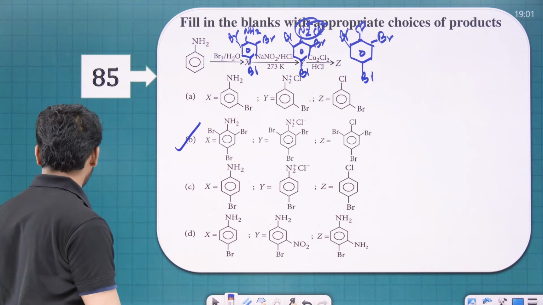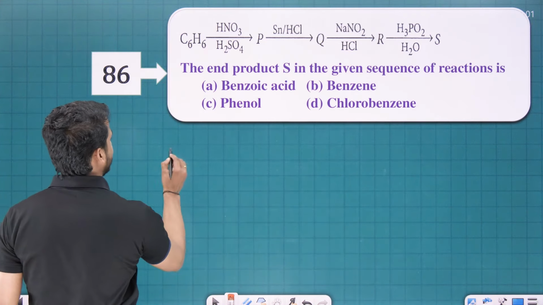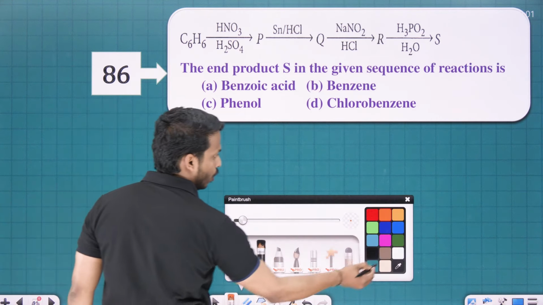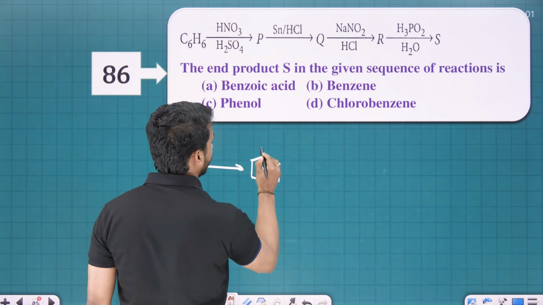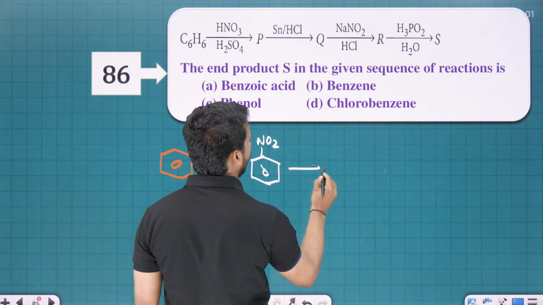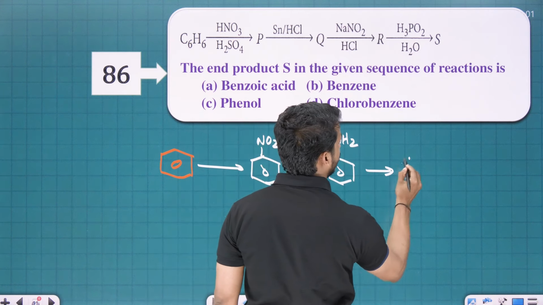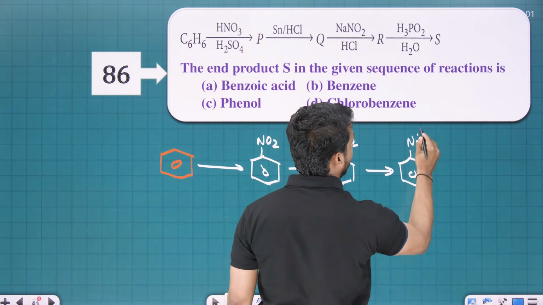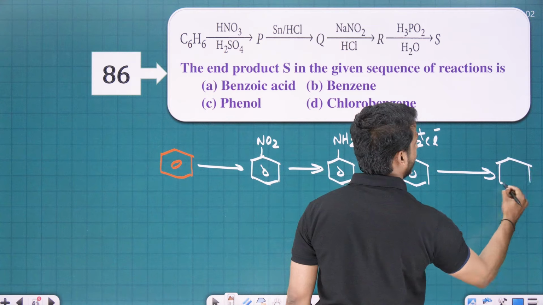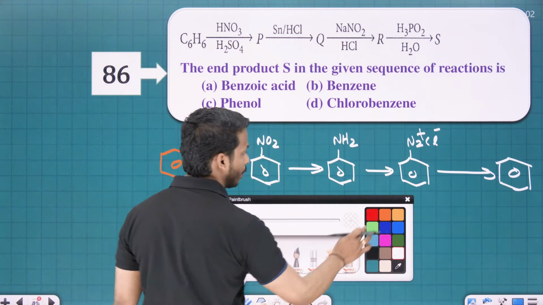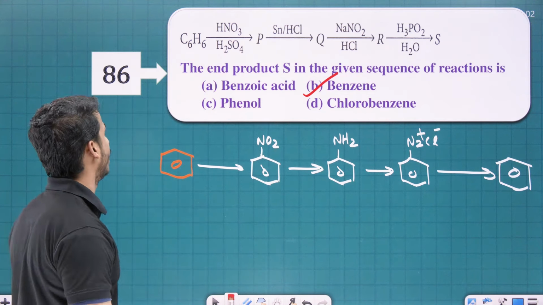Simple reaction? Yes. Question number 89 for you. What is the end product here? What is C6H6? C6H6 is nothing but benzene. What happens to benzene on nitration? You will get nitrobenzene. What happens to the nitro group on reduction with tin and HCl? It becomes aniline. What happens to aniline on diazotization? It becomes diazonium salt, N2Cl. What happens when the diazonium salt is treated with H3PO2 and water? It becomes benzene. Finished. So what is the final product, my dear? Benzene is the final product. So study the reaction.